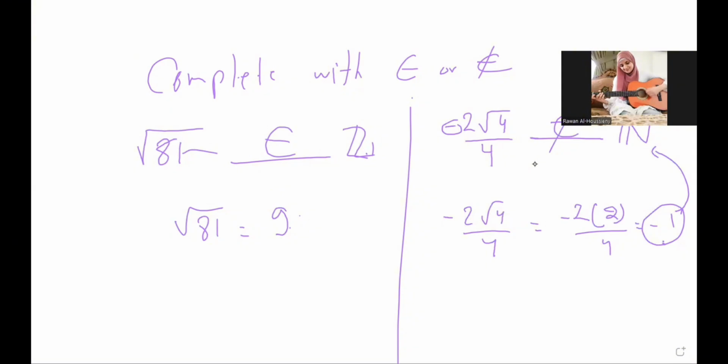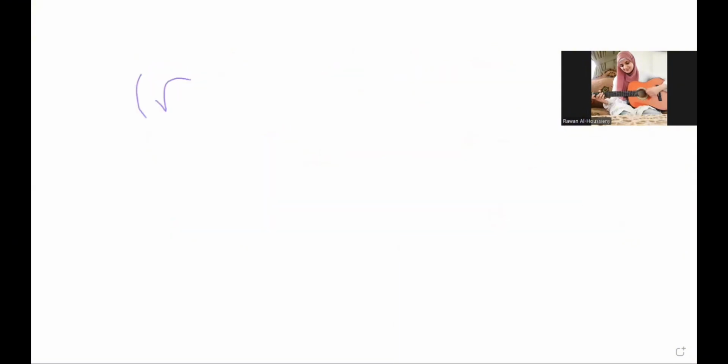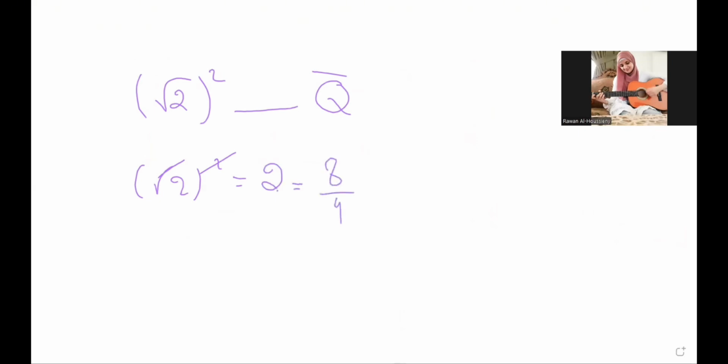Another example. إذا عنا radical 2 all squared, I have to find whether it belongs or does not belong to the set of irrational numbers, Q bar. So radical 2 squared, so we know that the square cancels the radical, so it's equal to 2. 2, can it be written in the form of a fraction or not? Of course, yes, since it can be written as 8 over 4 or etc. So 2 is a rational number, it's not an irrational number. So here, it does not belong to the set Q bar.